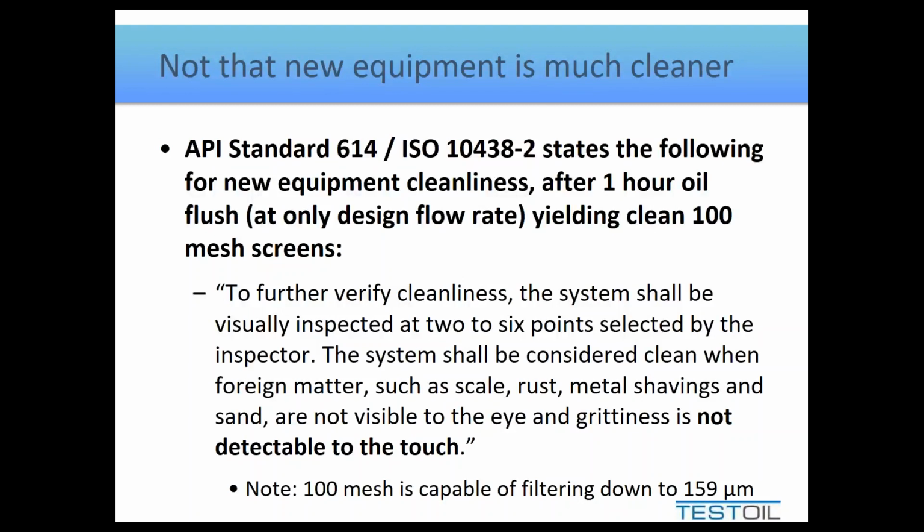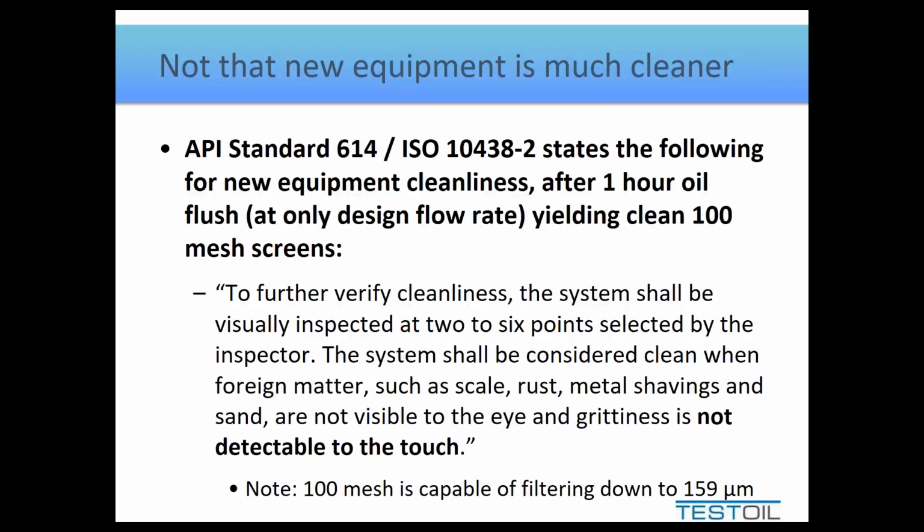This is directly from API 614, and it says to further verify the cleanliness, the system shall be inspected at 2 to 6 points. So again, it's not being terribly specific here. You can have 2 screens, you can have up to 6 screens, doesn't matter. And then it says selected by the inspector in terms of where you put them. So you don't necessarily have to put them after the components. You can put them before the major components. So essentially you're checking piping rather than checking something that's critical.